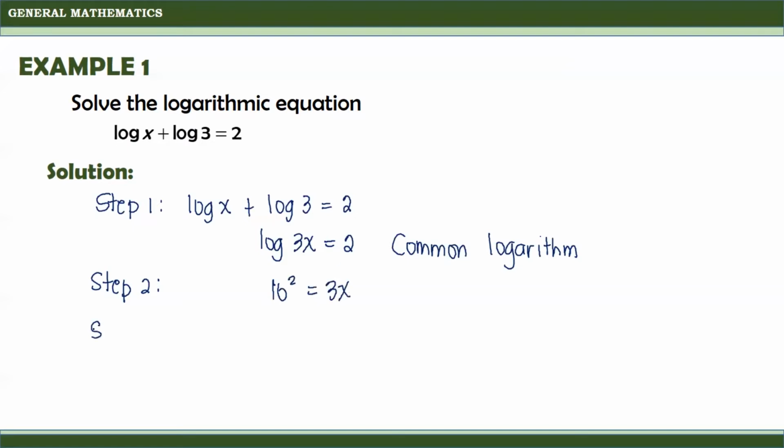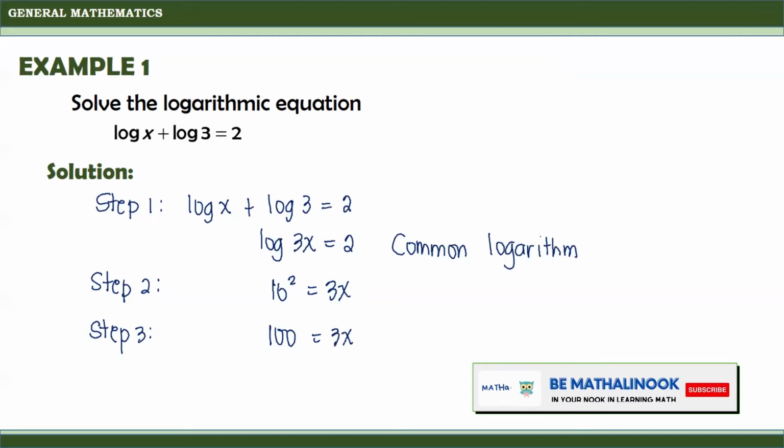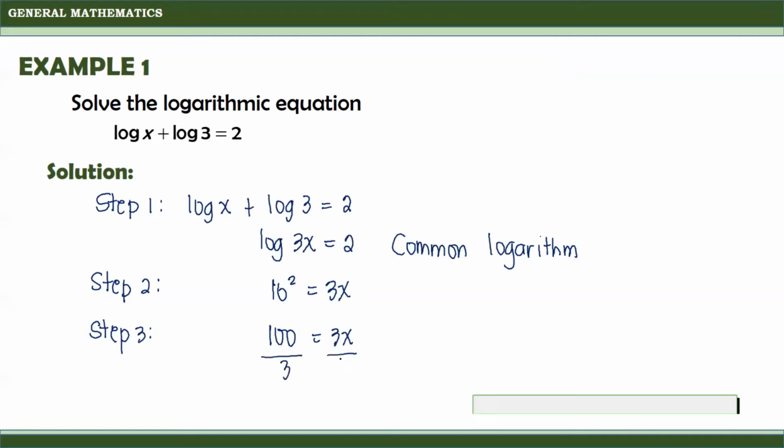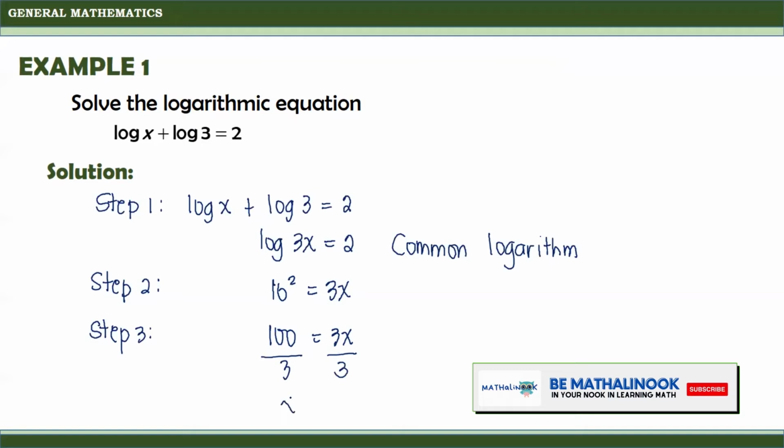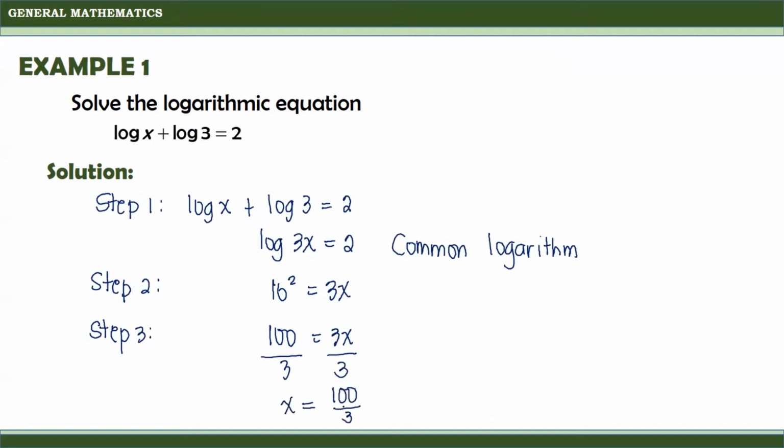For step number 3, we need to solve for the indicated variable. Since we have 10 squared equals 3x, simplifying 10 squared, we will have 100 equals 3x. Since we are solving for x, we will be dividing both sides by 3. Therefore, the value of x is equal to 100 over 3.